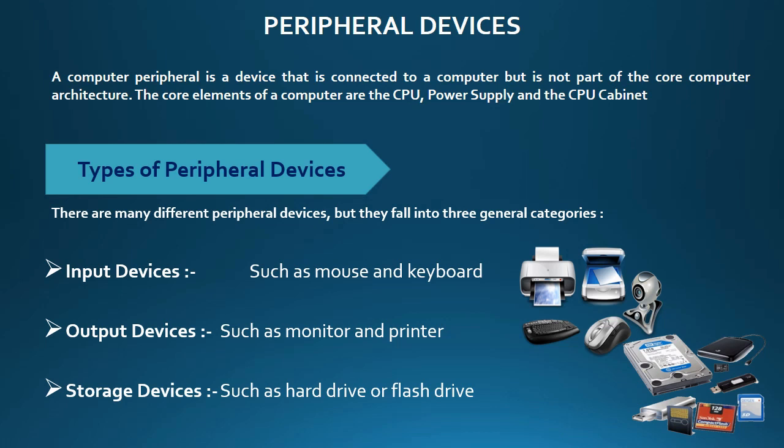Now what is input device? The device by which the user gives the input to the computer. What is output device? Output device means the device by which the user receives the output from the computer after the processing. And storage devices? Storage devices means when you want to save your work for your future use, then the storage devices are used. Let's jump to the next one.